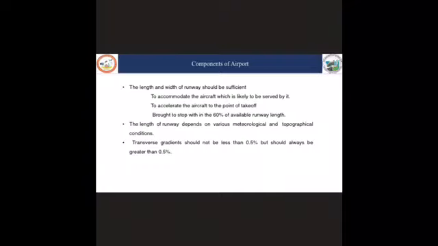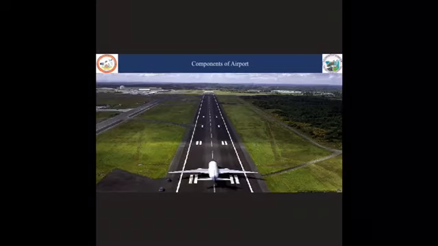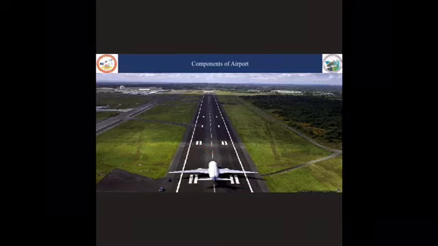Another important consideration is that the transverse gradient of the runway should not be less than 0.5. If you see here, this is the runway portion where on both sides the turf areas are provided.